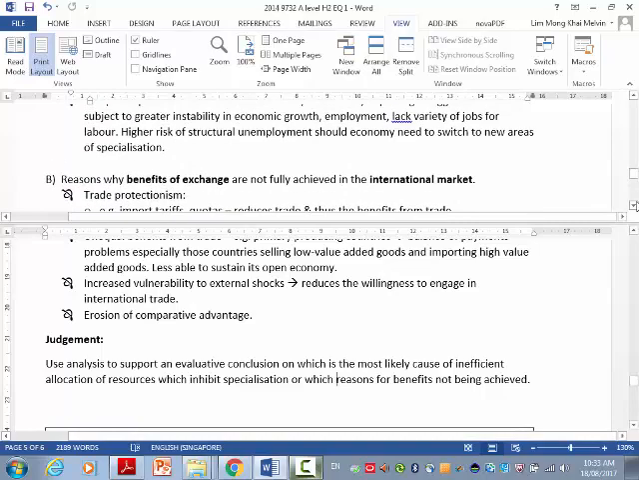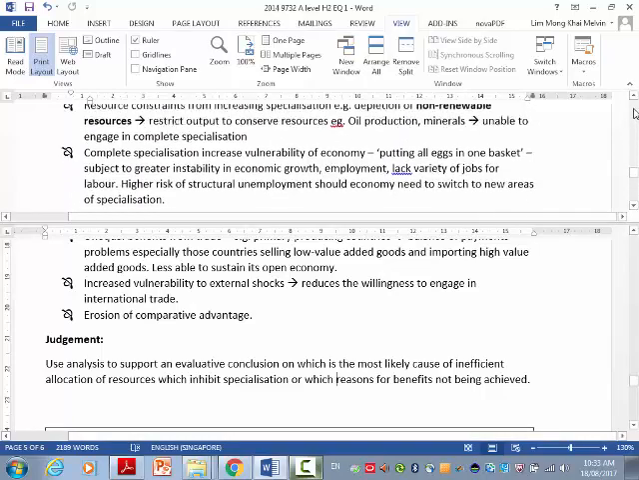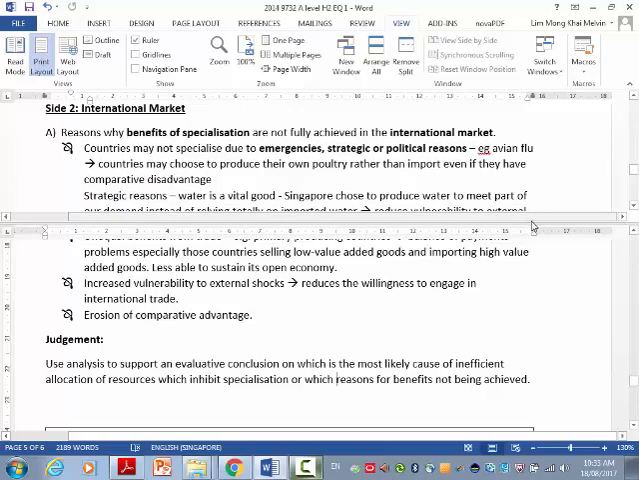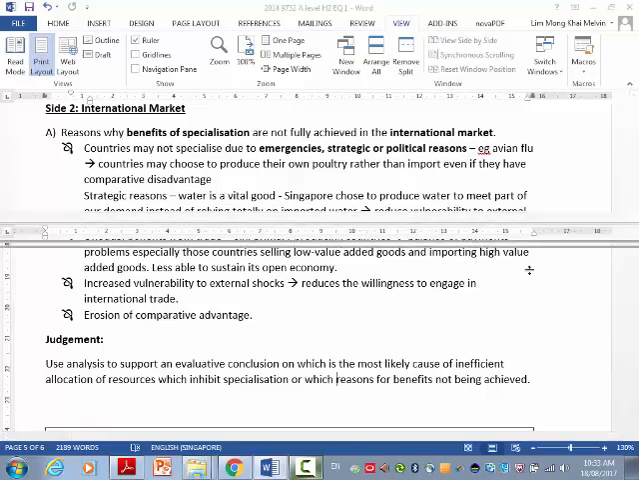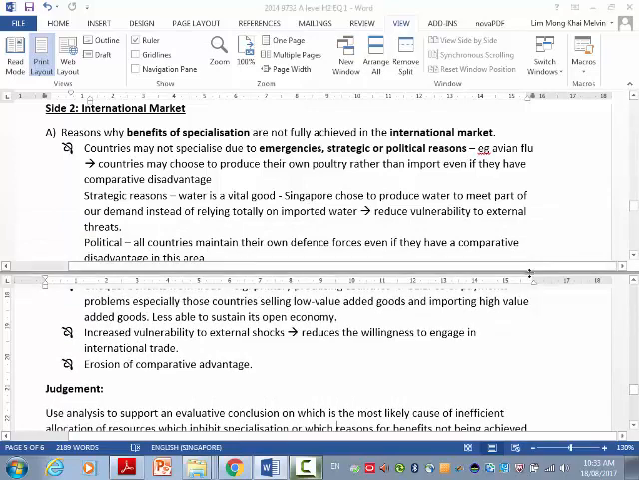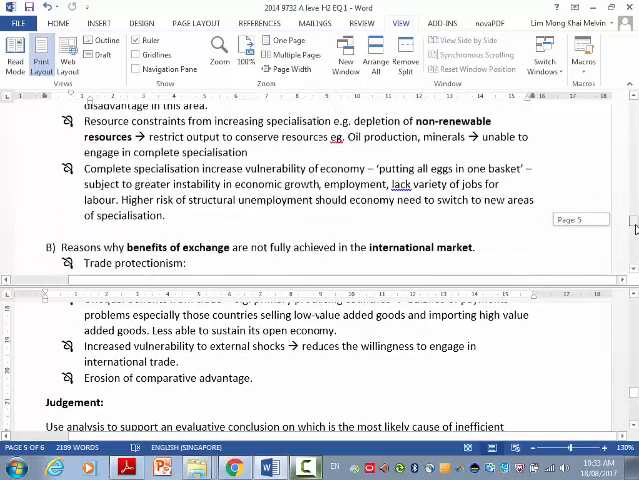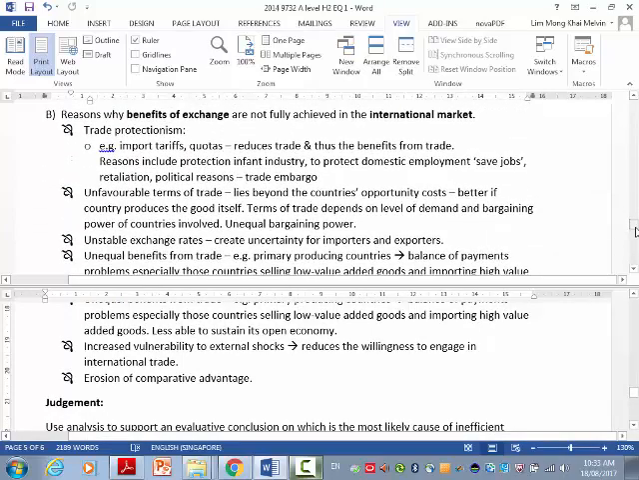Which one? Which one? Trade. Which one? Okay.